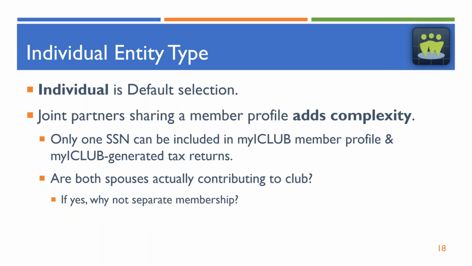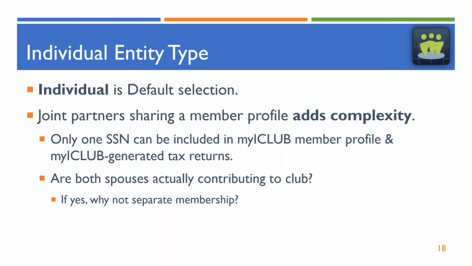The individual entity type is the default selection. Nearly all members of investment partnerships from Better Investing that use the myICLUB club platform are individuals. Now, a lot of clubs like to have spouses as individual members jointly. That does add a little bit of complexity. It can be done. We don't particularly recommend it.